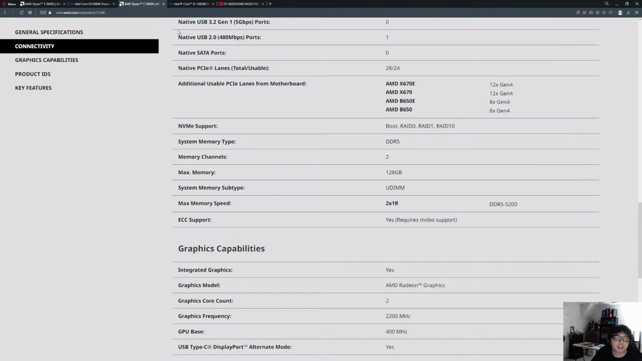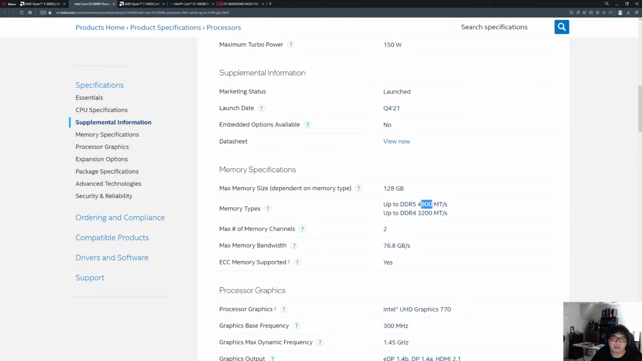So Ryzen AM5 is AMD's first DDR5 implementation, just like how Alder Lake was Intel's first. So AMD's first generation maxes out at 5200 in terms of the official specs. So it's a little bit better than Intel's first generation.